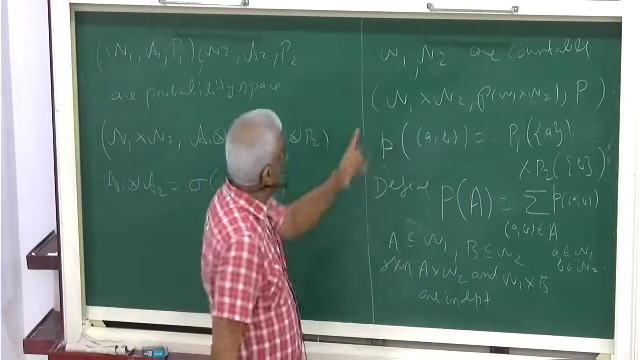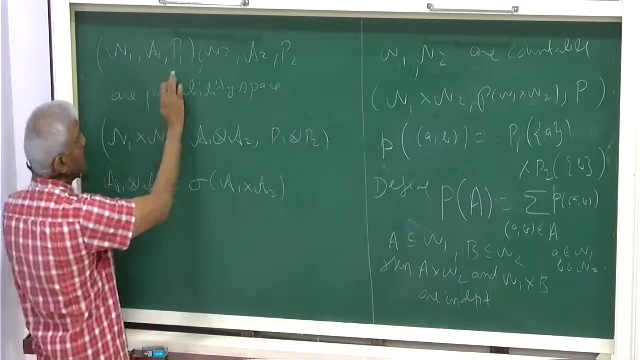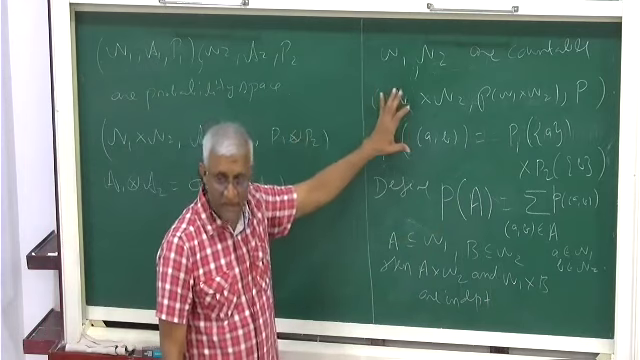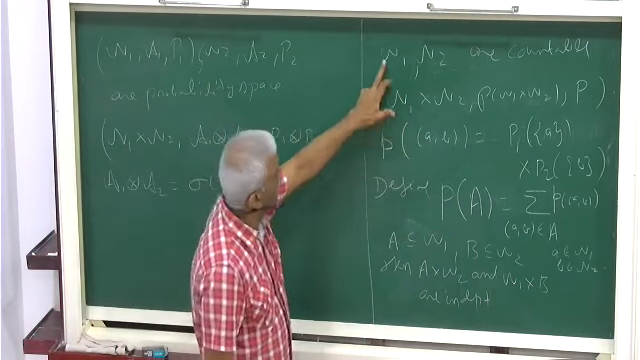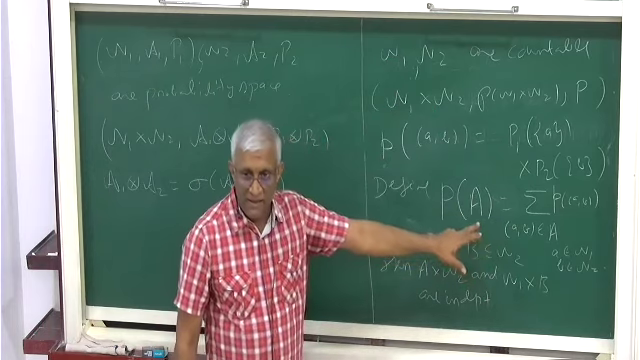You have one discrete probability space. You can take this to be the power set. You have another discrete probability space. Then you can define the product probability on omega 1 cross omega 2 like this, just by product. Okay, then it is clear.